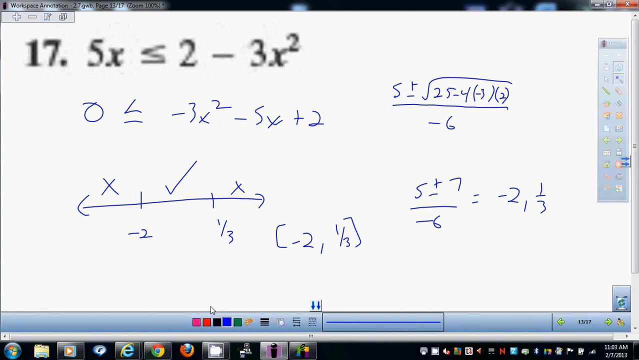You mean after I found that to be a check with a 0? We just discussed it. The safest thing to do, which I did not do on this problem, would be now to check a number on this side and on that side, and you should get that neither of them work.